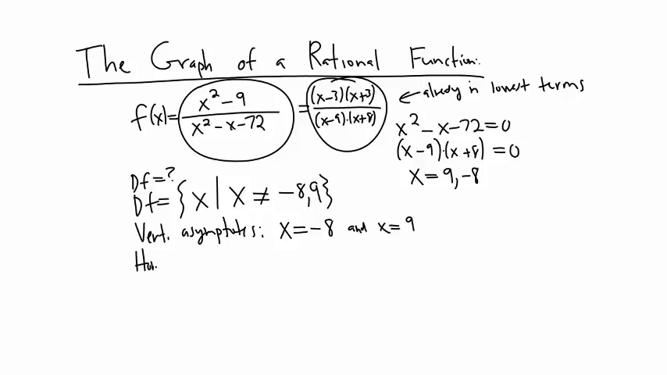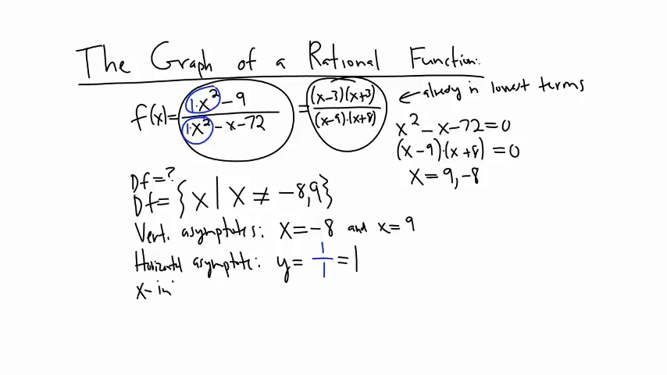How about a horizontal asymptote? There may or may not be one. Let's look at the degree of the top versus the degree of the bottom. The degrees are the same, so there is a horizontal asymptote, and it's at the line y equals the ratio of the leading coefficients. Here are the leading terms, and the leading coefficients are both 1. 1 over 1. So it's the horizontal line y equals 1.